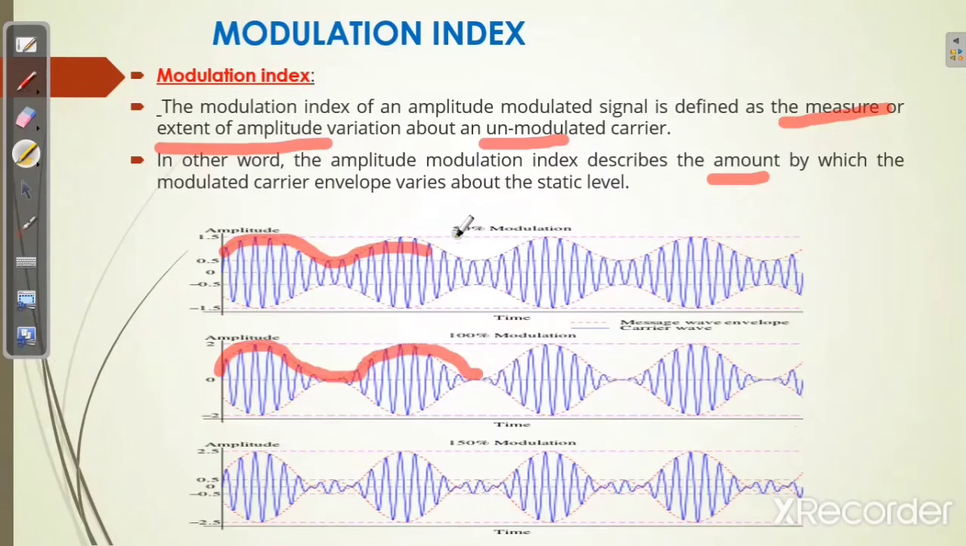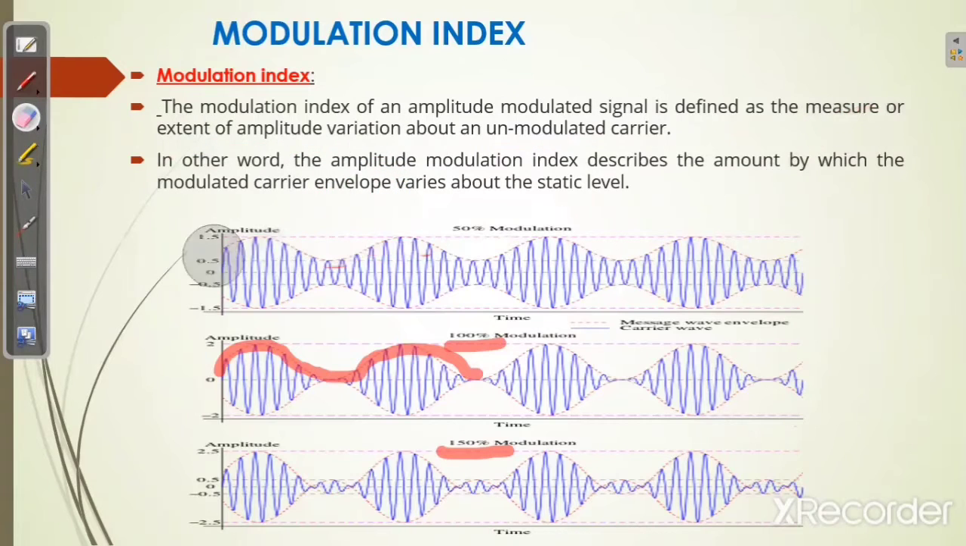And this is the waveform when the modulation index is 50%. When we multiply by 100, we get the percentage modulation. So this is 50% modulation, this is the waveform for 100% modulation, and this is the waveform for 150% modulation. In the next slide, we can see more about it.